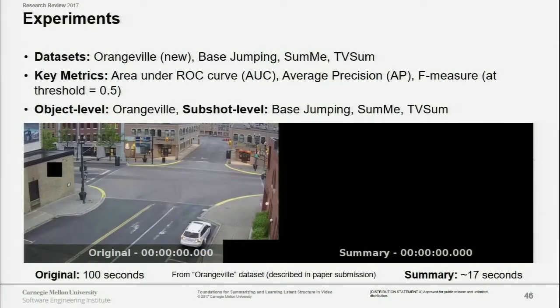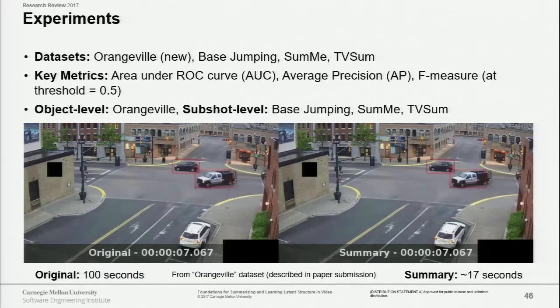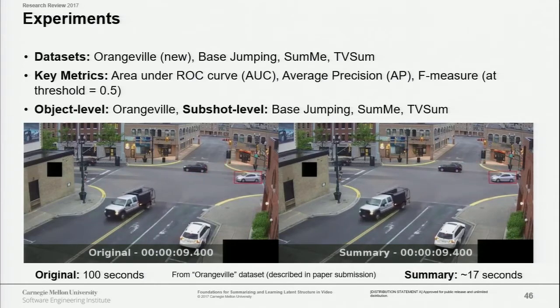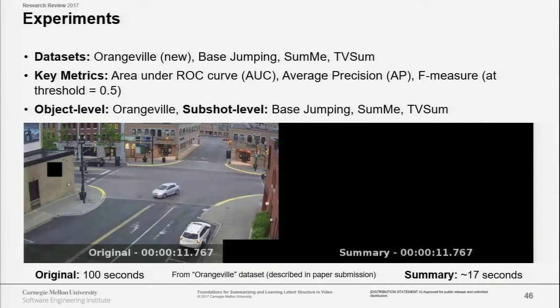So here is an example of one of the results. On the left side, you'll see the original video. It's about 100 seconds. On the right side is the summary, which is 17 seconds. And it'll be blacked out when that part of the frame has not been included in the summary. And it might be hard to see, but there are some red bounding boxes around the parts of the video that have been picked out as the key object motion clips. The other object clips that aren't picked up were deemed by the algorithm to not be a key part of the summary.